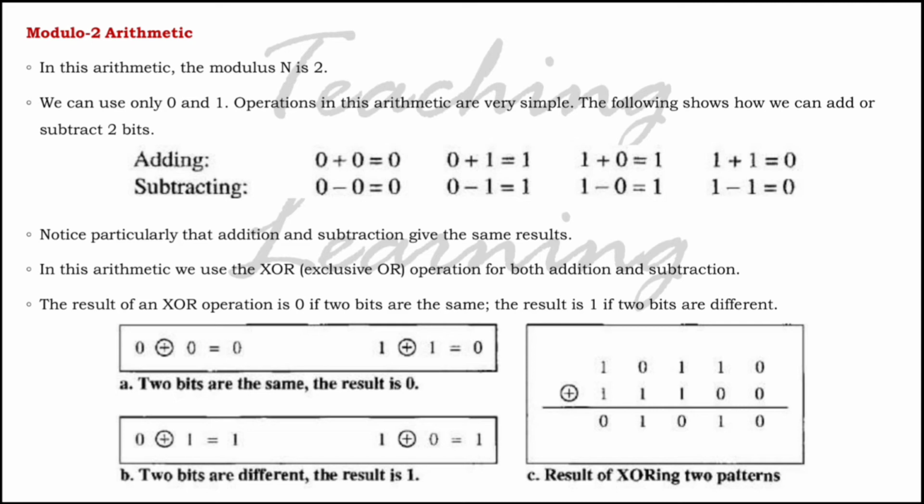So we can say that same bits give 0, and different bits give 1. In subtraction the same format follows. Notice particularly that addition and subtraction give the same result. In this arithmetic we use the XOR, exclusive OR operation, for both addition and subtraction. The result of the XOR operation is 0 if the two bits are the same, and 1 if the two bits are different. That is the thing about modulo arithmetic.